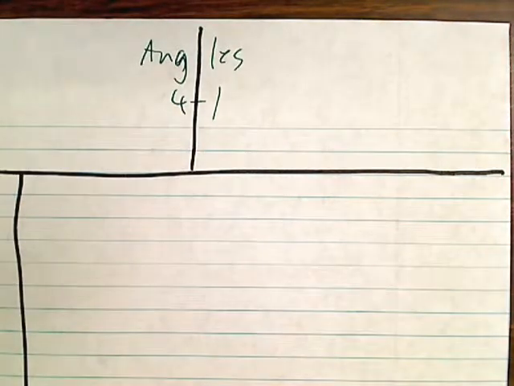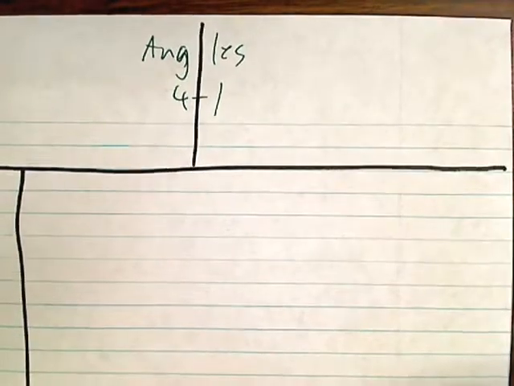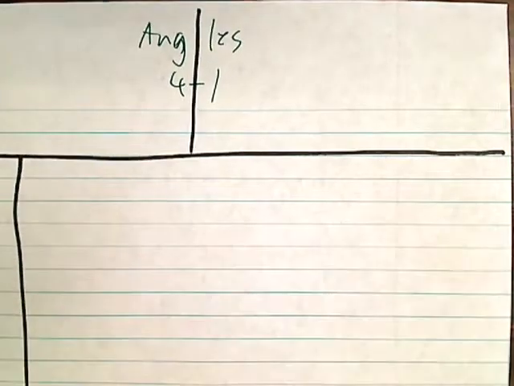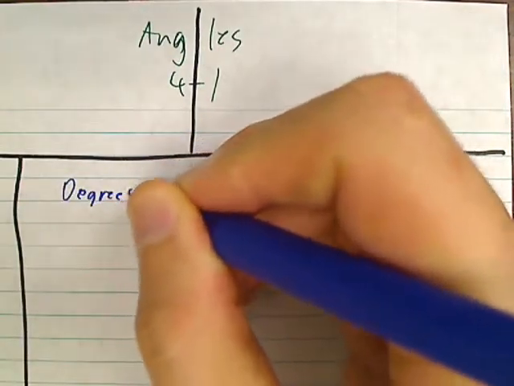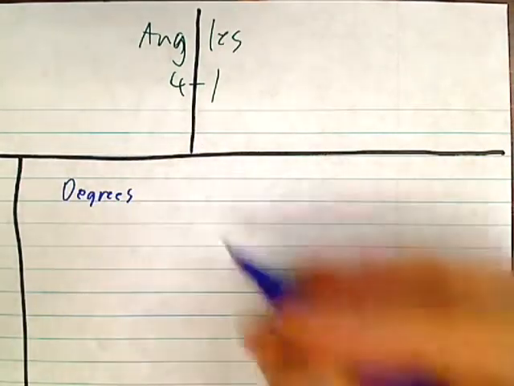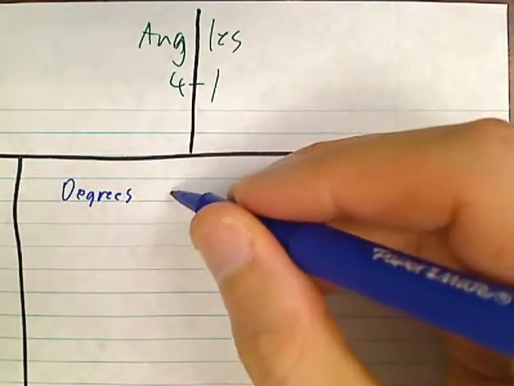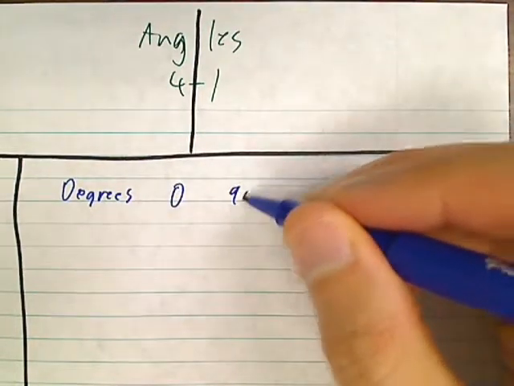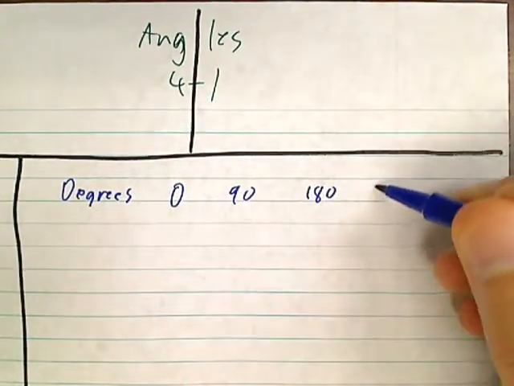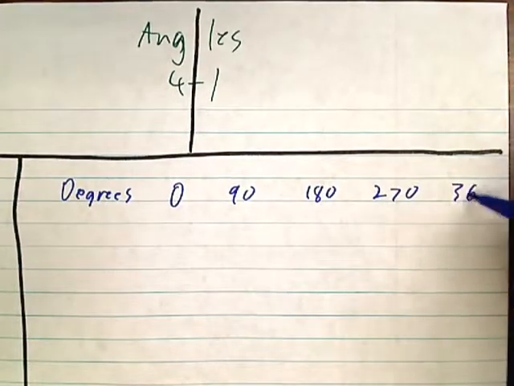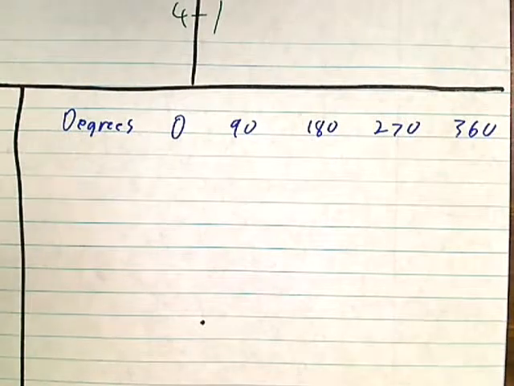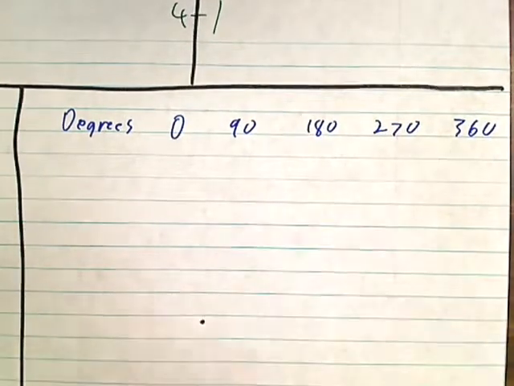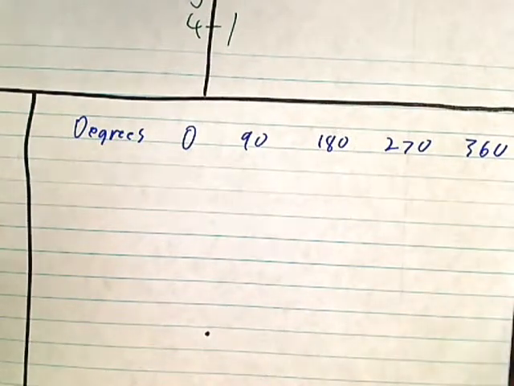Let's look at angles. Usually we measure in degrees. I'm going to make a little chart here, and we're going to start with 0 and go up to 360. So we get 0, 90, 180, 270, 360. Hopefully these numbers ring a bell. There are 360 degrees in a circle, and these are just different partitions. These are the different right angles up to 360 degrees.